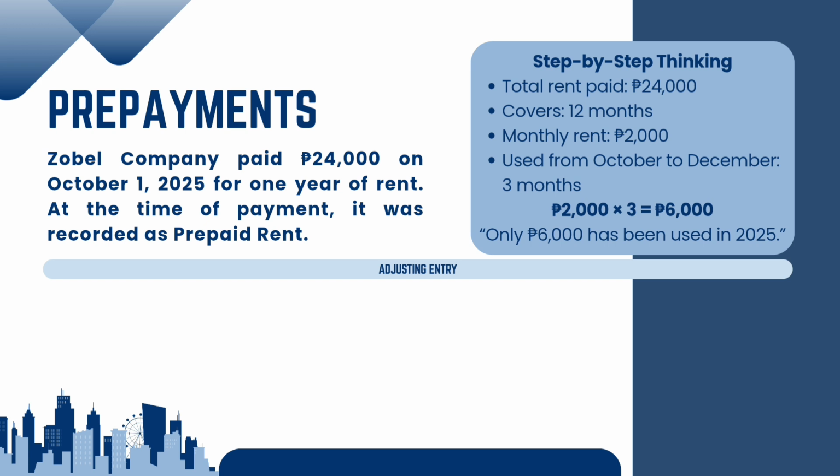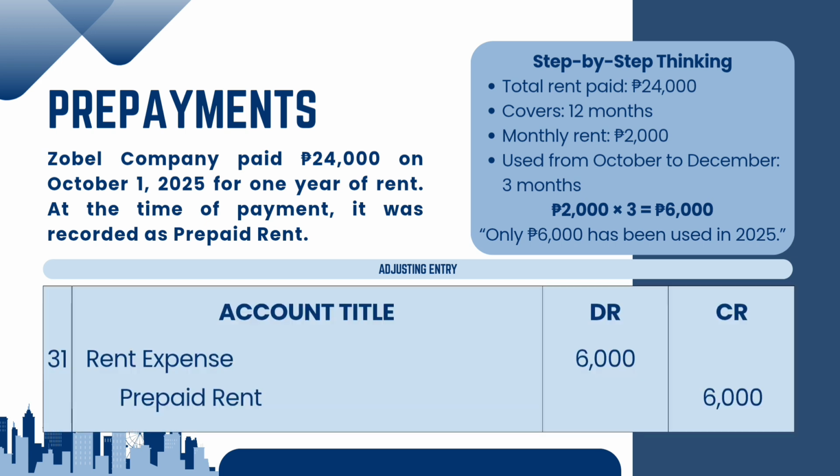Adjusting entry, December 31, 2025. Rent expense, debit 6,000 pesos, prepaid rent, credit 6,000 pesos to record prepaid rent. Prepaid expenses start as assets. We move part of the asset to expense as it is used.